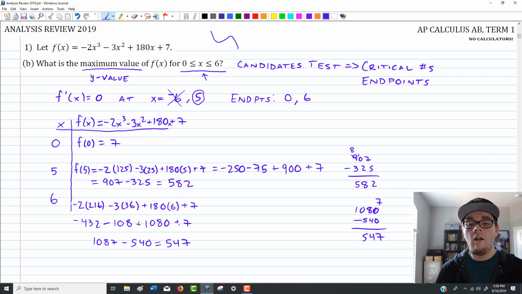And now we've got to compare all our values. As expected, we're looking for the biggest. So the largest of the values was at x equals 5. Our biggest y value was 582. That's how we could tell the biggest was at 5.